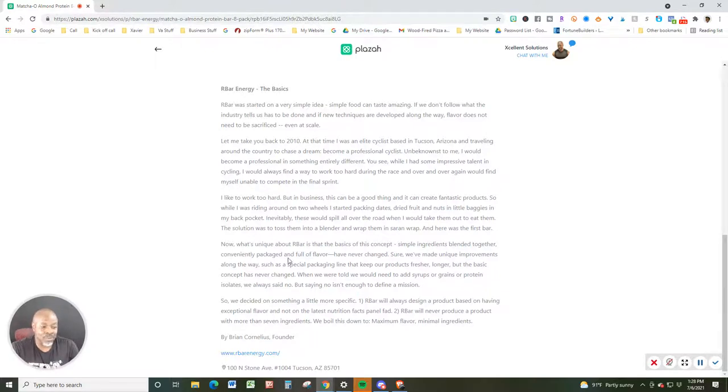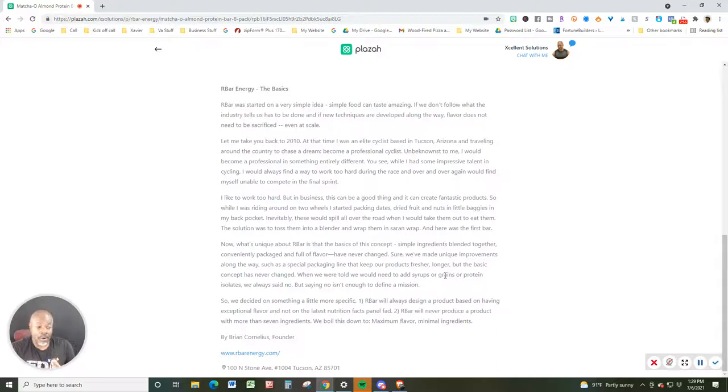Now, what's unique about the Rbar is the basics of this concept. Simple ingredients blended together, conveniently packaged, and full of flavor. All right, so that has never really changed. Sure, we've made unique improvements along the way, such as a special packaging line to keep your products fresher, longer, but the basic concept has never changed. When we were told that we would need to add syrups or grains or protein isolates, we said no. That's awesome. But saying no isn't enough to define a mission. So we decided to do something a little more specific.